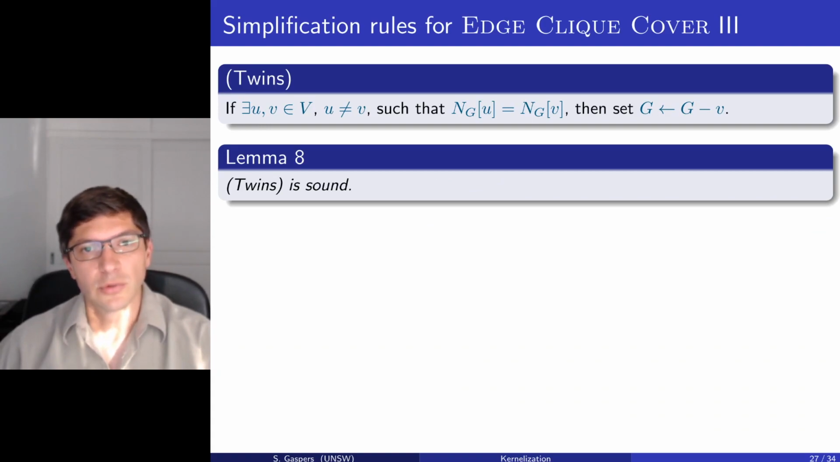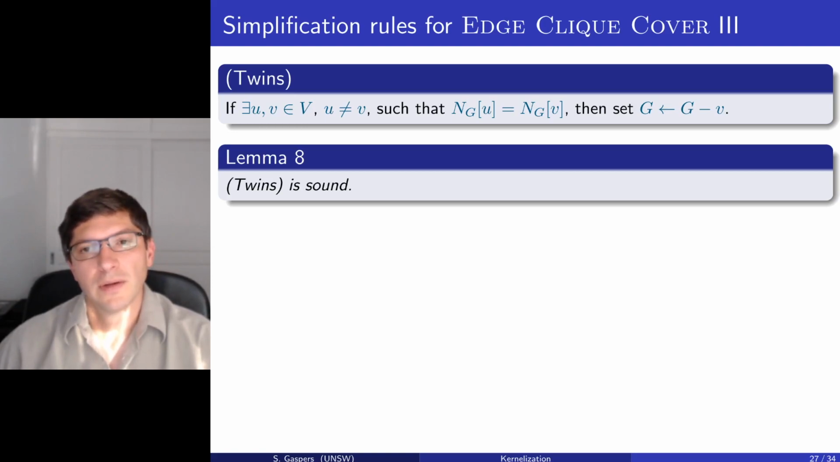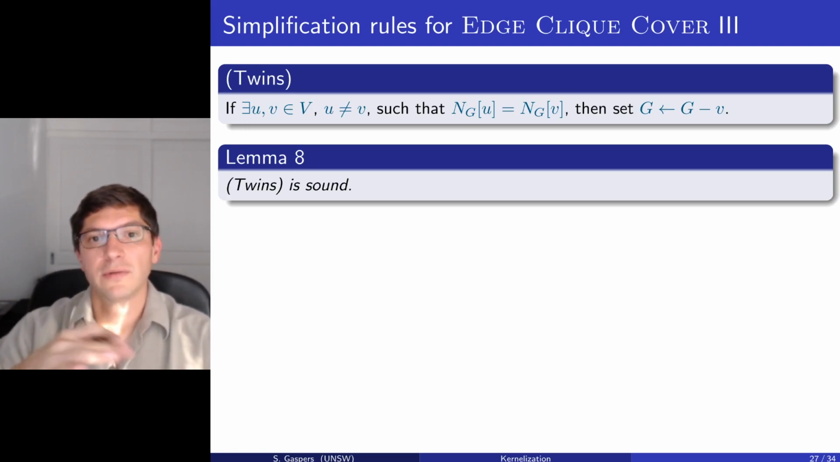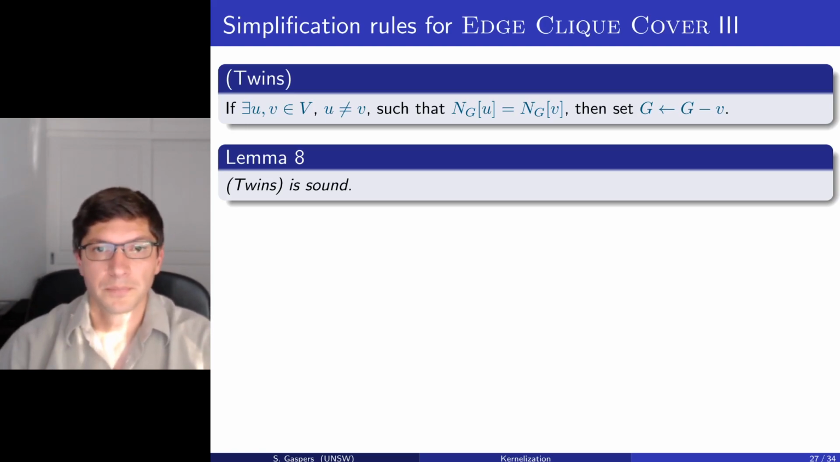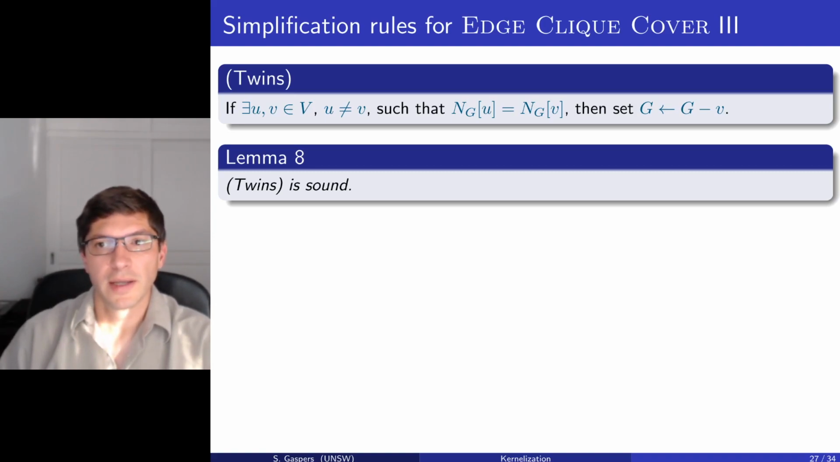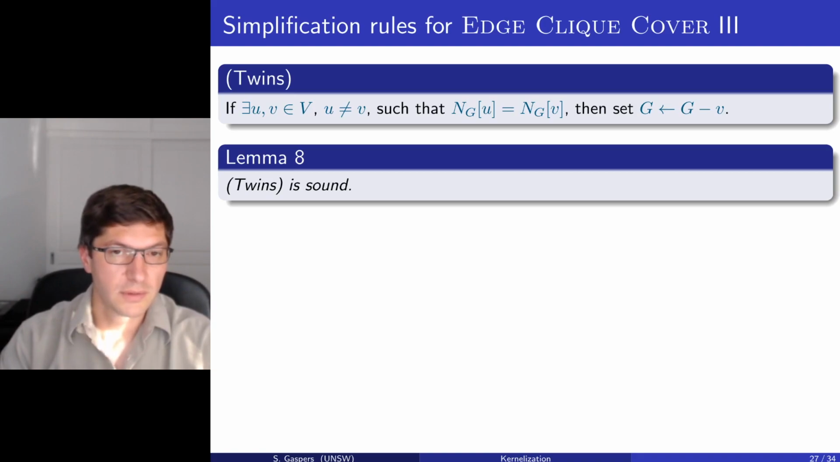And the next rule is the twins rule. Two vertices are twins, or true twins, if their closed neighborhoods are the same. So they are adjacent to each other and they have the same neighborhoods outside of U and V. If there are two distinct vertices U and V with the same closed neighborhood, then we remove one of these two vertices. Now the lemma is sound, assuming that the previous rule did not apply.